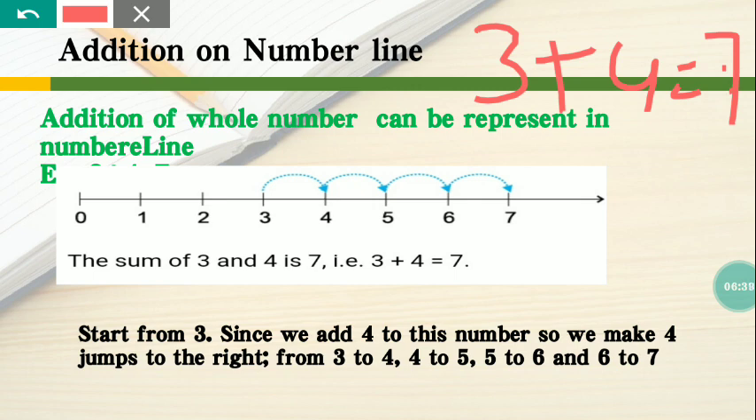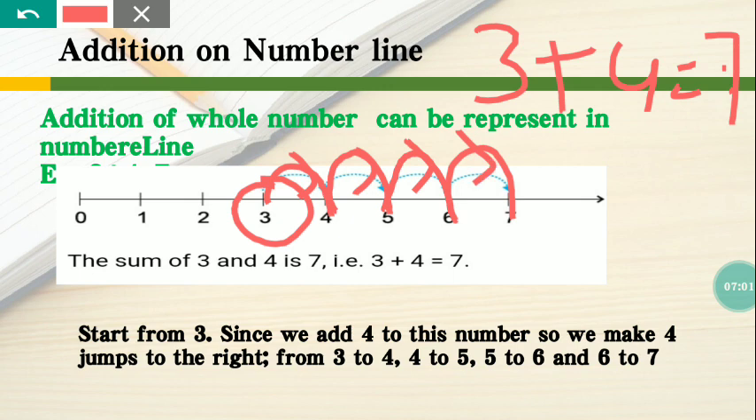We start from 3 and add 4 to this number, so we make 4 jumps to the right side. First jump is 3 to 4, second jump is 4 to 5, next 5 to 6, and then 6 to 7. So you get the answer 7. It means that when we add a whole number to a given whole number, we have to move to the right side.